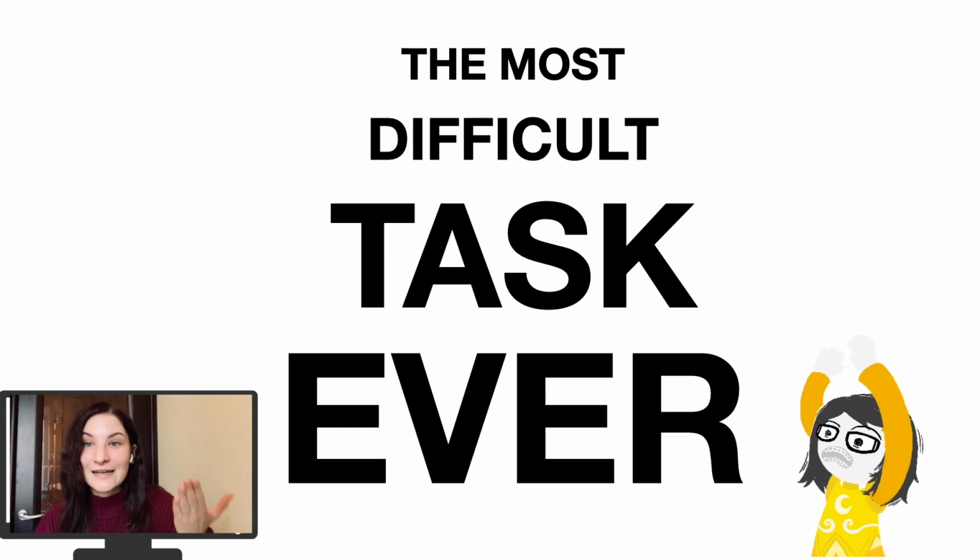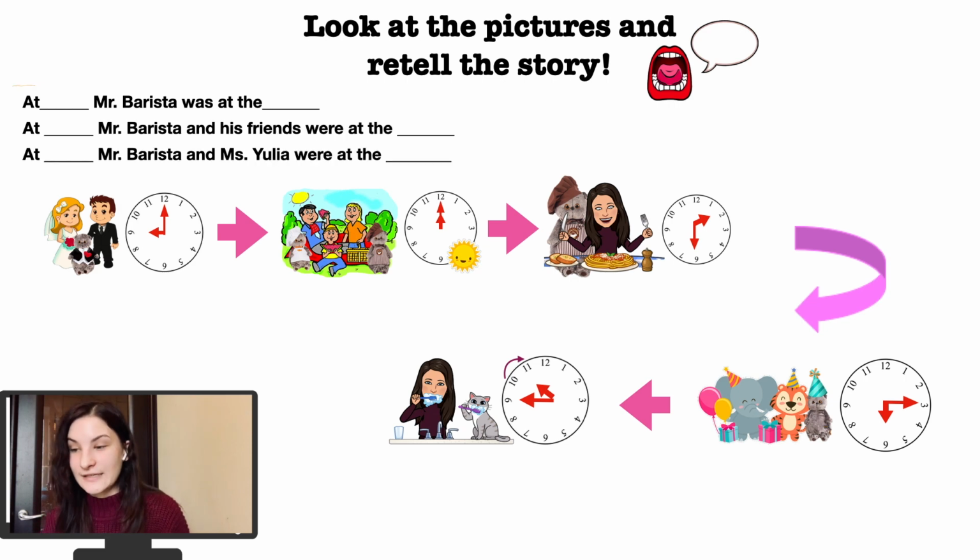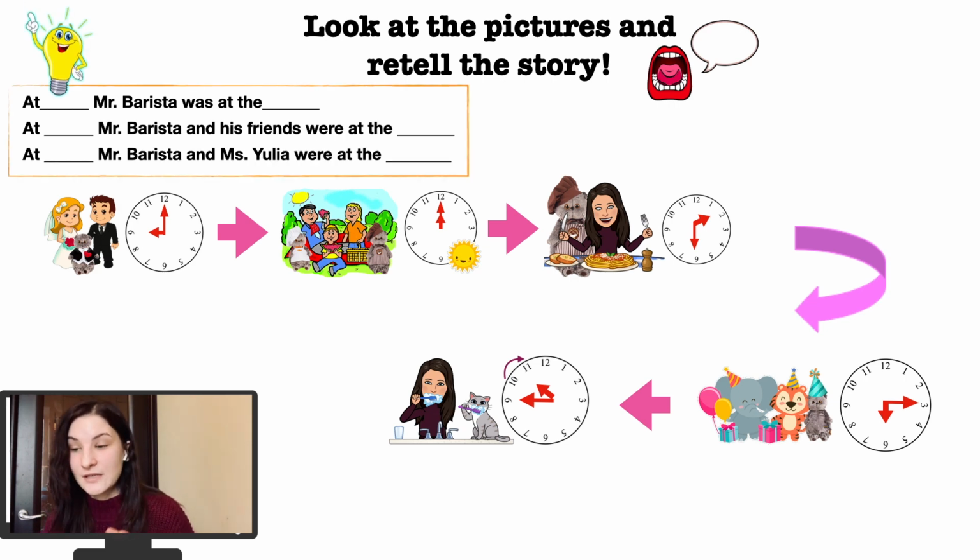And now the most difficult task ever. Now you need to retell the story. Look at the pictures and retell the story. You can use these phrases to help you. I will start. For example, at 9 o'clock, Mr. Barista was at the wedding. Or you can say, Mr. Barista and his friends were somewhere. Mr. Barista and Miss Yulia were at the or in the. Try to retell the story.